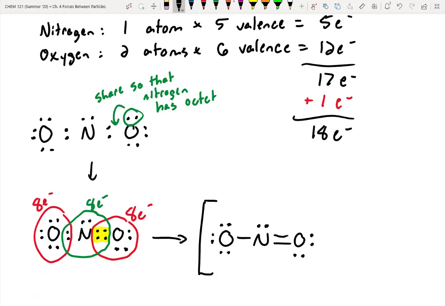So we'll surround this in brackets and then just put a little negative charge in that top corner. So this would be the appropriate Lewis structure for the polyatomic ion NO2-, which is often referred to as nitrite.